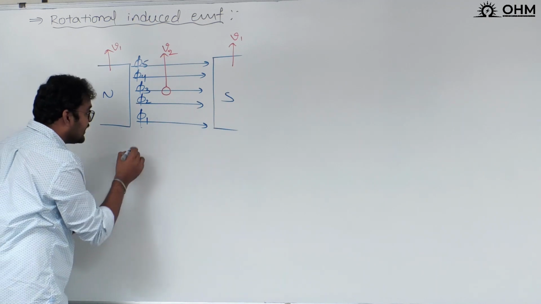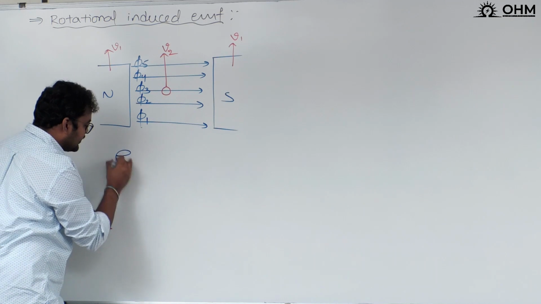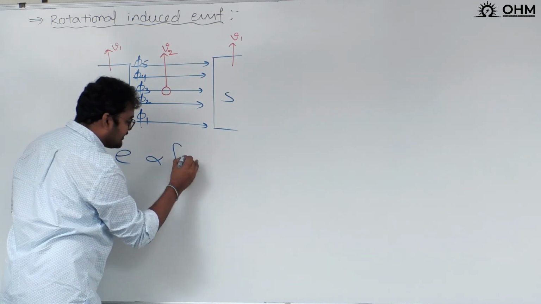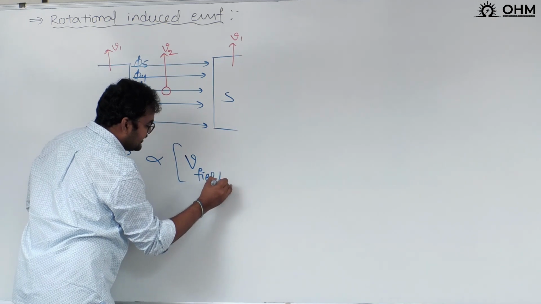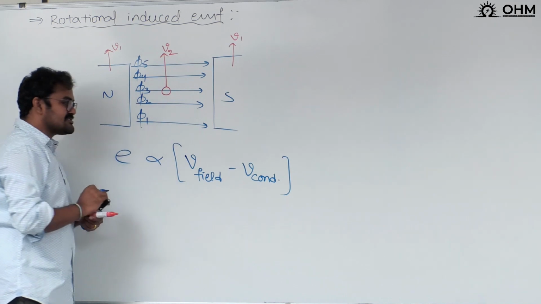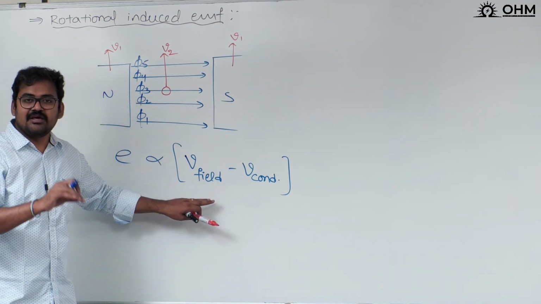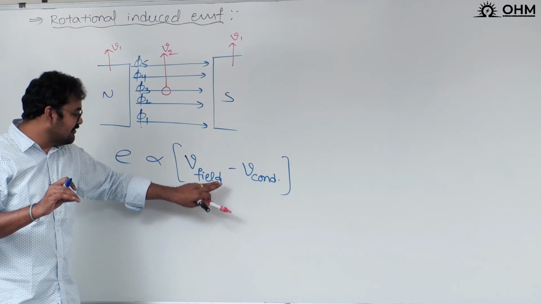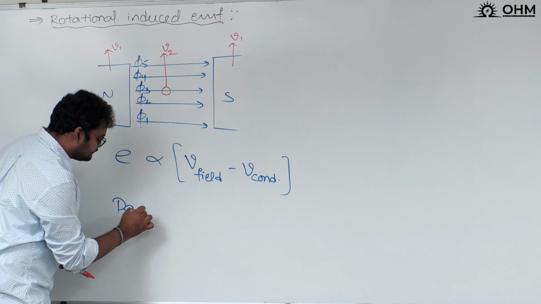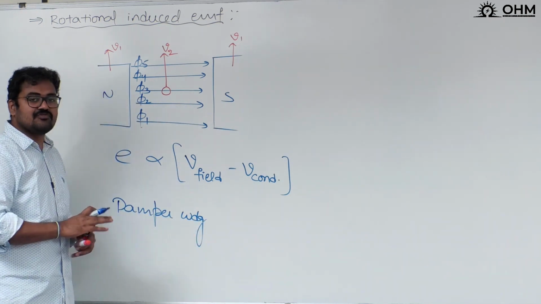So when both field and conductor are moving, the induced EMF is proportional to the relative speed between the magnetic field and the conductor. This is what we will study most of the time in the case of induction machines. However, in synchronous machines also we will come across this induced EMF, especially in damper winding. When we come to that particular concept, you will understand.